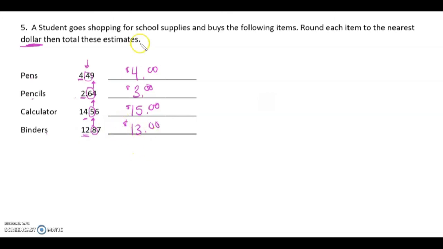Okay, and now that we have all of these rounded, I would just simply add them. So we have 3 plus 4 plus 15 plus 13. So the total is going to be $35.